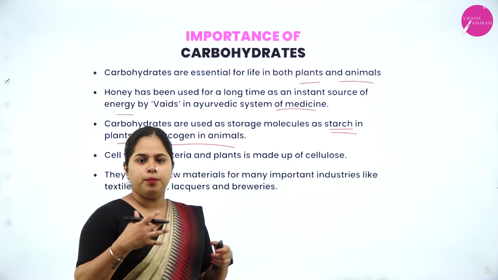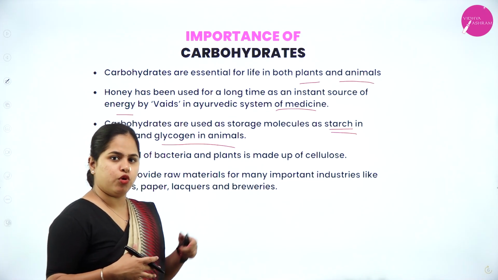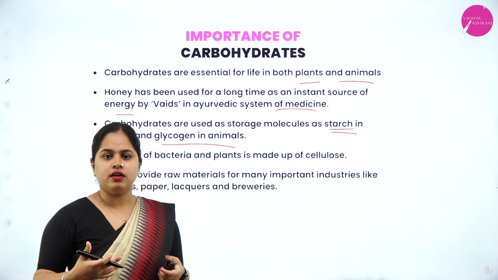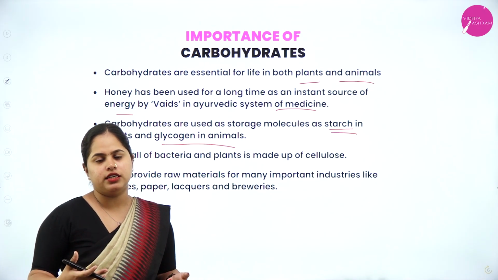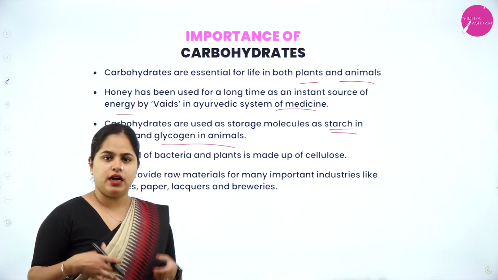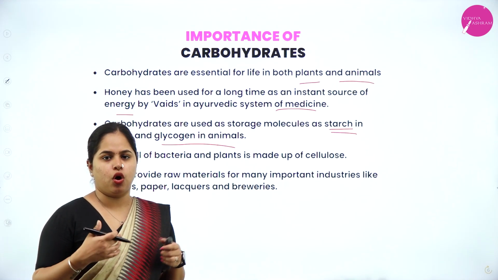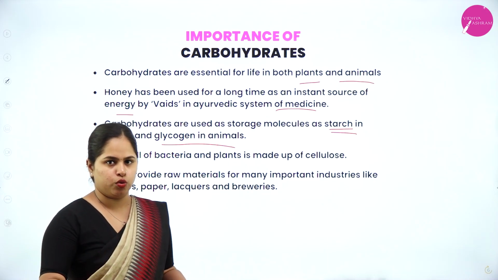So it is stored in the plant body as starch and in the human body as glycogen. When glucose is necessary, or energy is necessary, what happens? The enzymes will break down the starch or glycogen to form glucose, right?